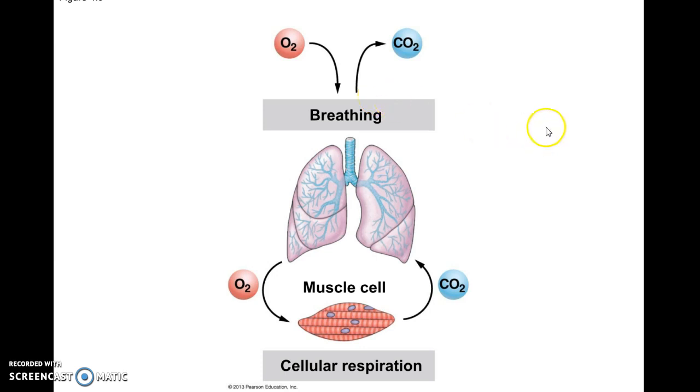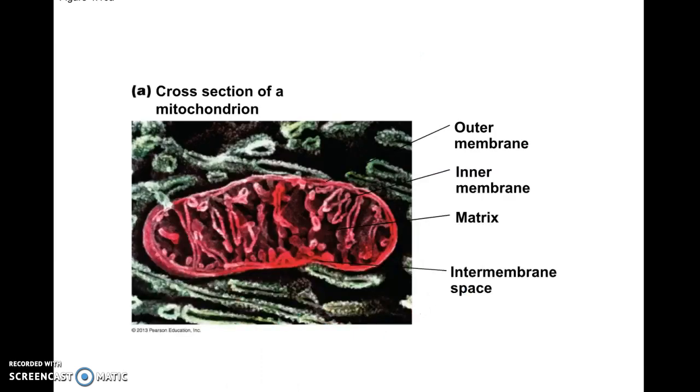If you can't remember which way the equation goes for cellular respiration, just think about breathing. You're breathing in the oxygen, so that's got to be a reactant, and breathing out carbon dioxide, so that's a product. This is all going on in a mitochondrion.